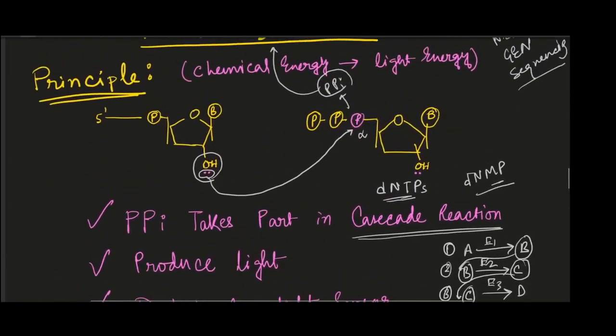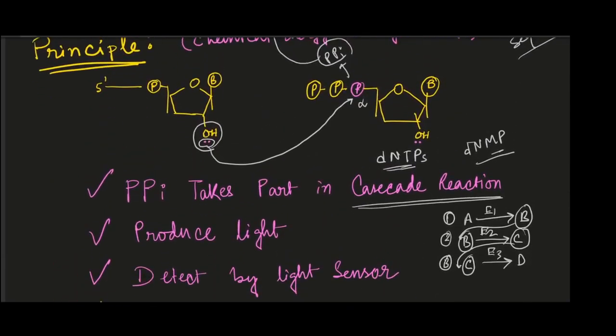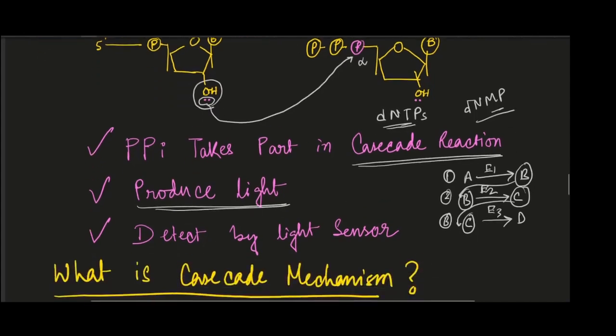As a result of this cascade reaction, light is produced, and by detecting this light with the help of a light sensor, we can detect the incorporation of the dNTPs.